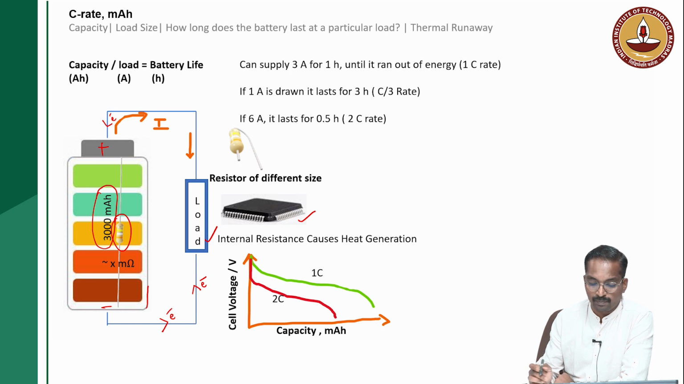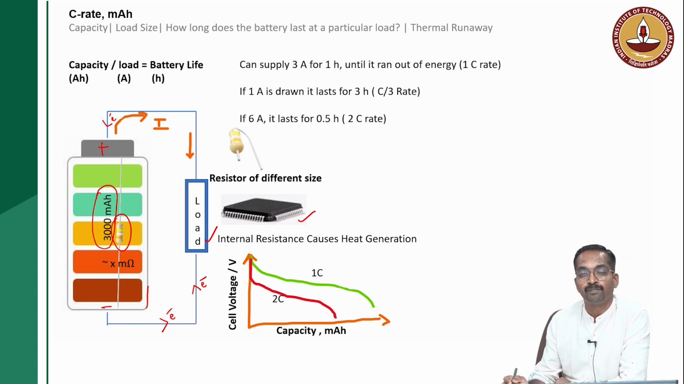Now suppose we take this case of 3000 milliampere hour, which is 3 ampere hour. This means the battery can supply 3 ampere of current continuously for 1 hour, then it will run out of energy. This is called 1C rate. That means the entire capacity in the battery is emptied in 1 hour. That is called 1C rate.